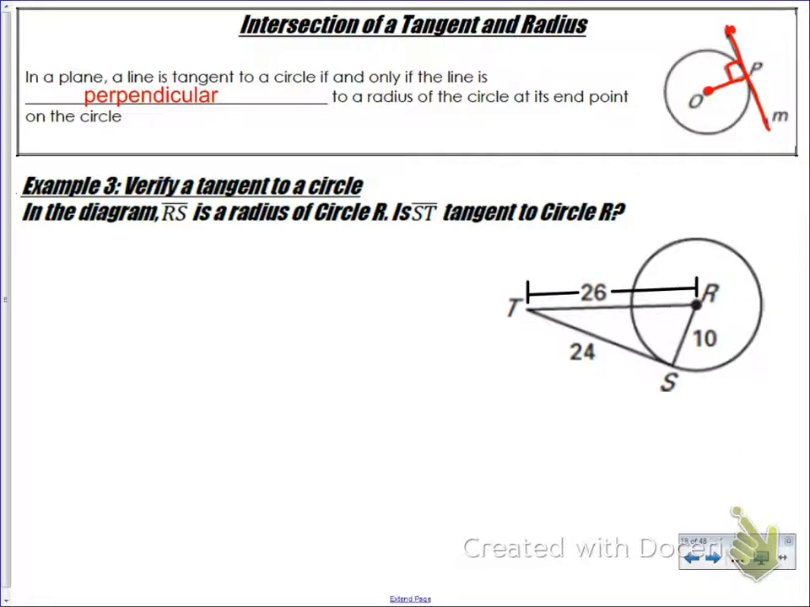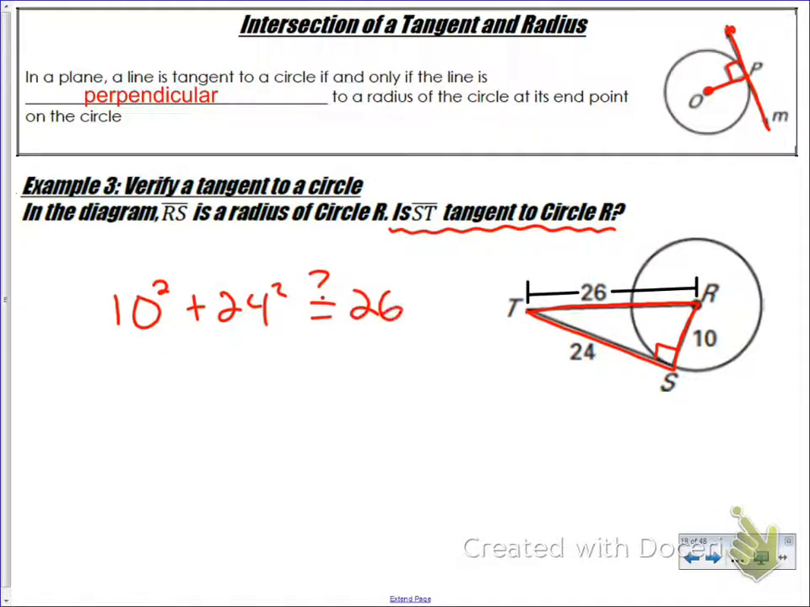So what we're doing in example 3 exactly is verifying: is ST tangent to circle R? If ST is tangent, that means this angle right here will be a right angle. So what I want to know is, is triangle RST a right triangle? We can use the Pythagorean theorem to verify this. The two legs would be RS, which is 10, squared, plus my other leg, which would be 24, that's ST. And I want to know, does that equal RT, which is 26? So 26 is the entire length of this whole side right here, from end to end.